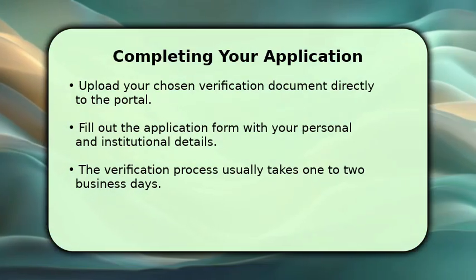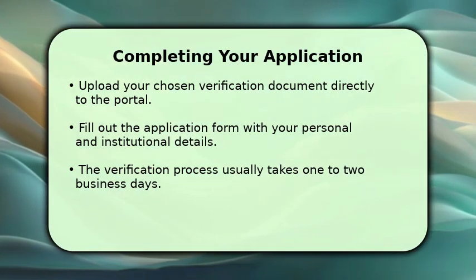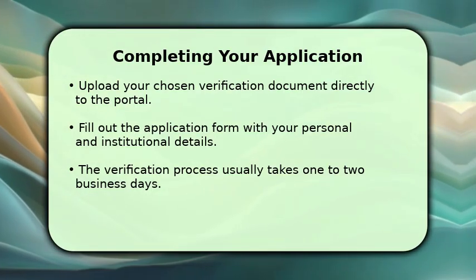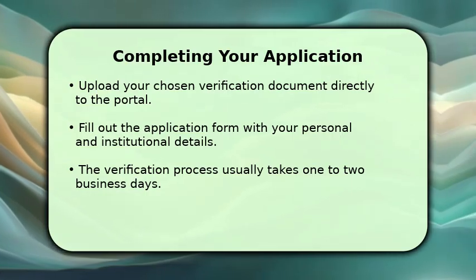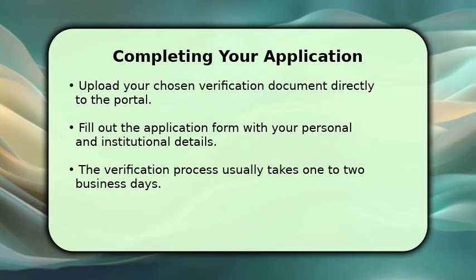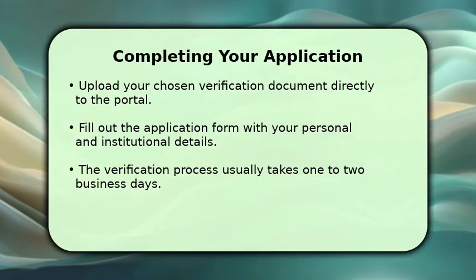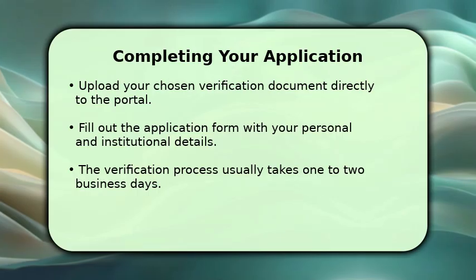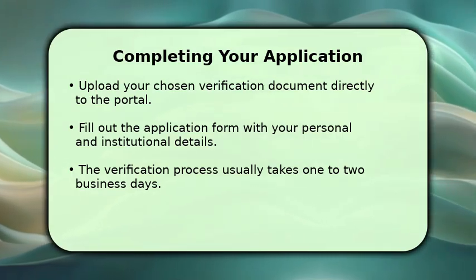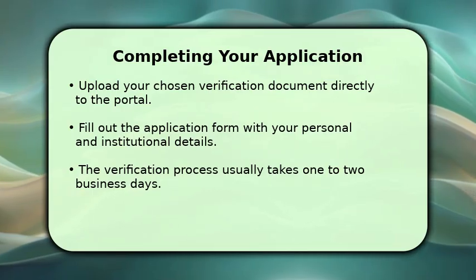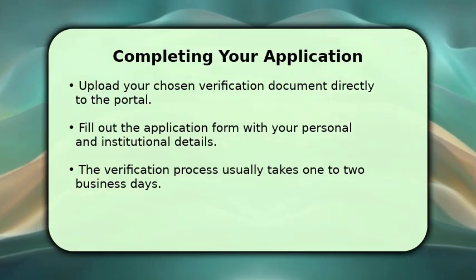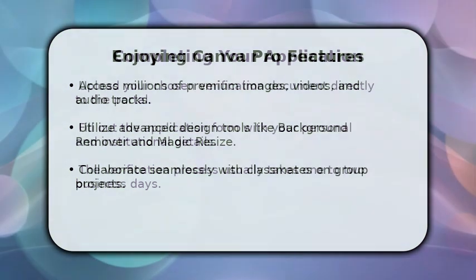Once you have your document ready, upload it directly to the application portal. Then, carefully fill out the application form with all your personal and institutional details, ensuring everything is accurate. After submission, the verification process typically takes about 1 to 2 business days. You'll receive an email notification regarding the status of your application, so keep an eye on your inbox for updates on your Canva for Education access.